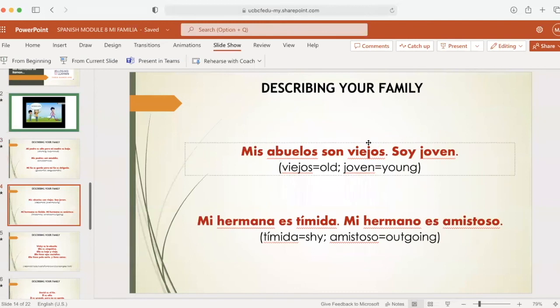Okay, so moving on. Mis abuelos son viejos. Viejos now is old, and joven is young. Mi hermana es tímida. Mi hermano es amistoso. Okay, repite, por favor. Mis abuelos son viejos. Son jóvenes. Mi hermana es tímida. Mi hermano es amistoso. Right.